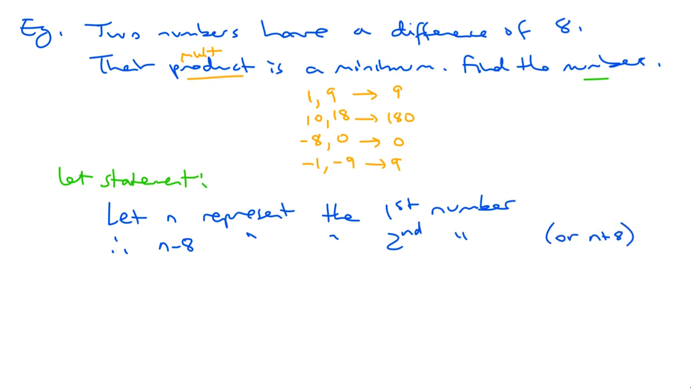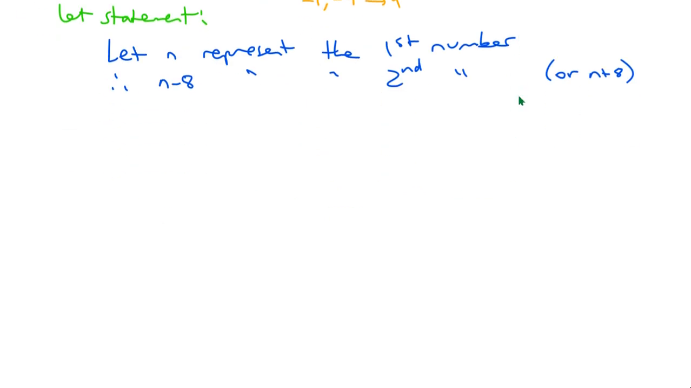The difference is that when we figure out the vertex and get a value for n, with n minus 8 the second number is going to be 8 less than that. If we used n plus 8, the second number is going to be 8 more than that. So we'll have to get back to the let statement to answer the question at the end. Let's say my two variables are n and n minus 8.